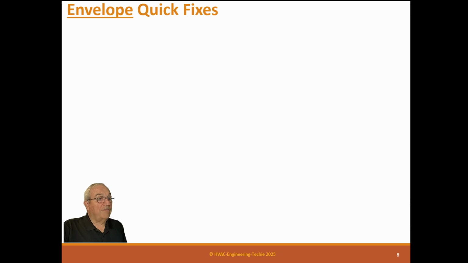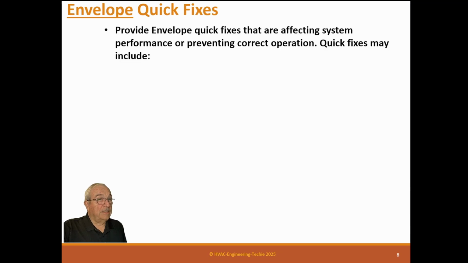So what does an envelope quick fix look like? Quick fixes that are affecting system performance or preventing correct operation. Quick fixes may include adjusting door sweeps. This is typically wrong. I mean, door sweeps wear out. A lot of times there aren't any door sweeps left, or if they are, they're not adjusted down properly. A door sweep, of course, is a brush that sweeps the bottom threshold of the door to restrict airflow back and forth. It doesn't totally seal, but it does restrict it.